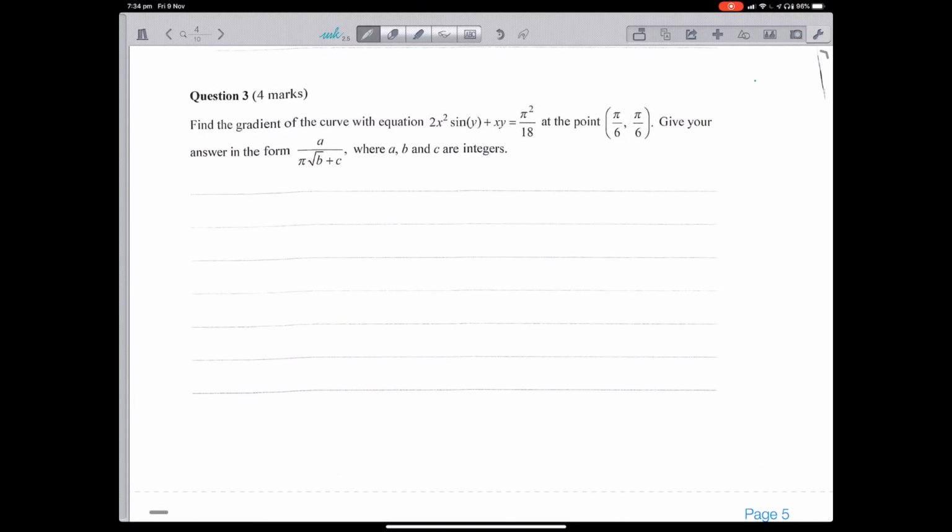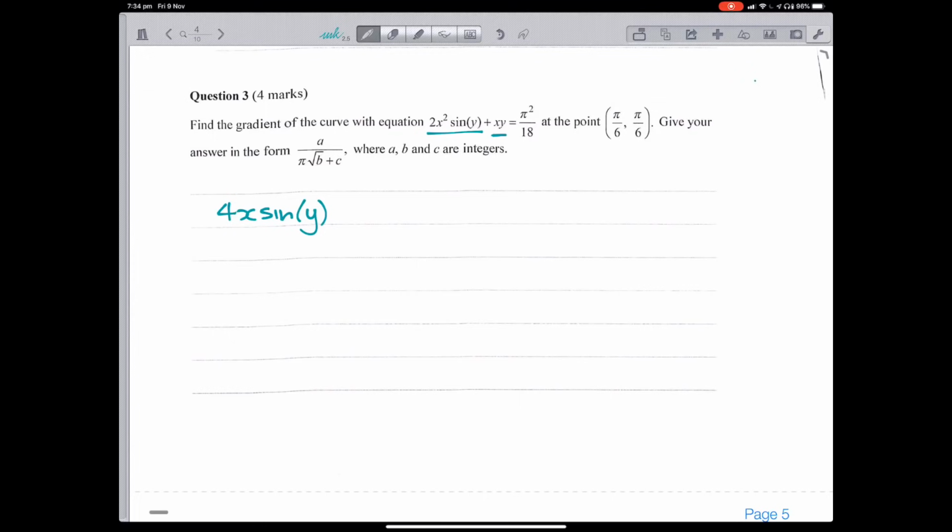Okay, find the gradient of the curve at the point pi on 6, pi on 6. Give your answer in that form. Okay, so we've got a product rule, and then that's going to be 0. So if we derive that first, we get 4x sine y.